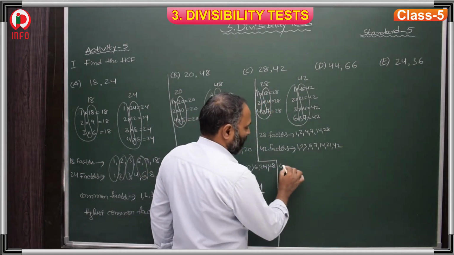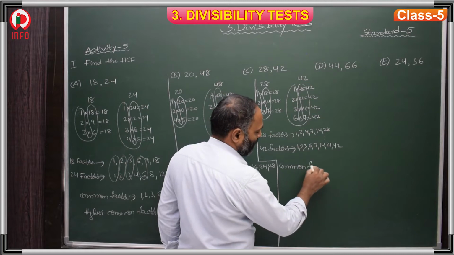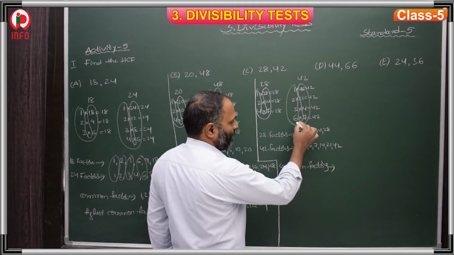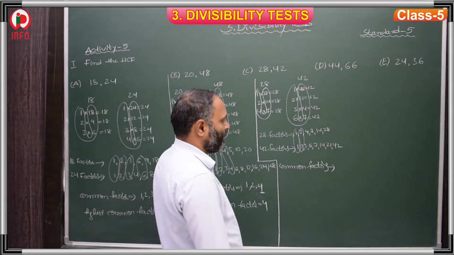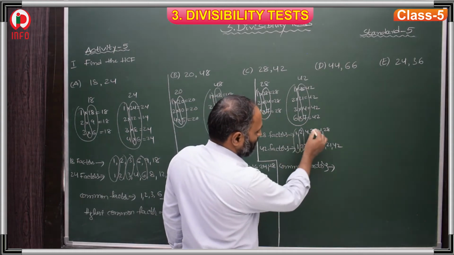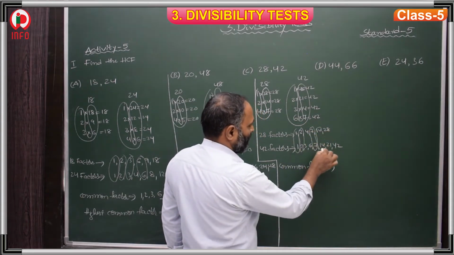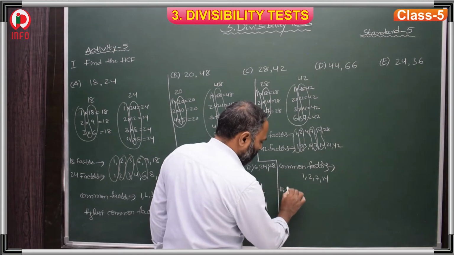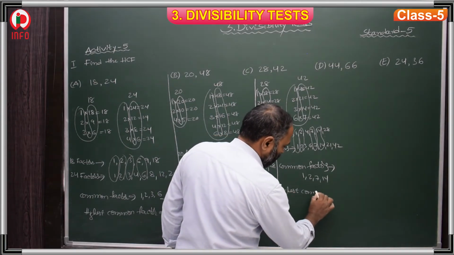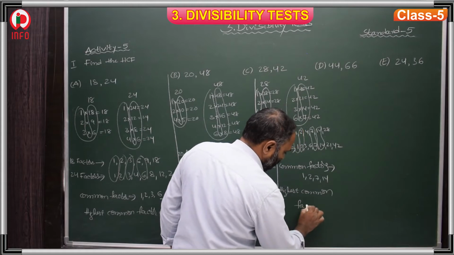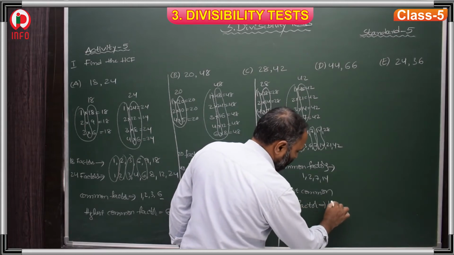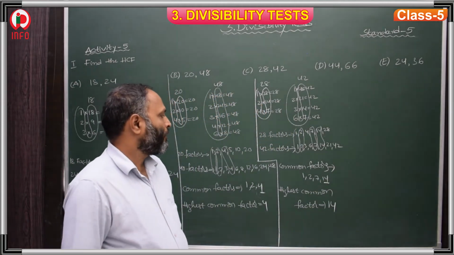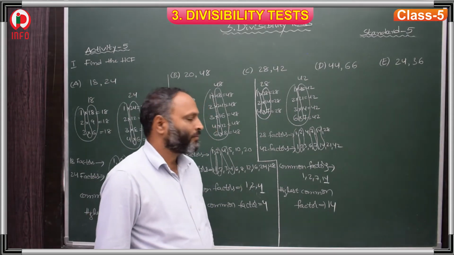Then the common factors. What are the common factors? 1 is common, 2 is common, so 1, 2. Then after that, 4 is here but there is no 4 in the other. 7 is common, 14 is common, so 7, 14. Then the highest common factor is 14. It is the highest common factor.